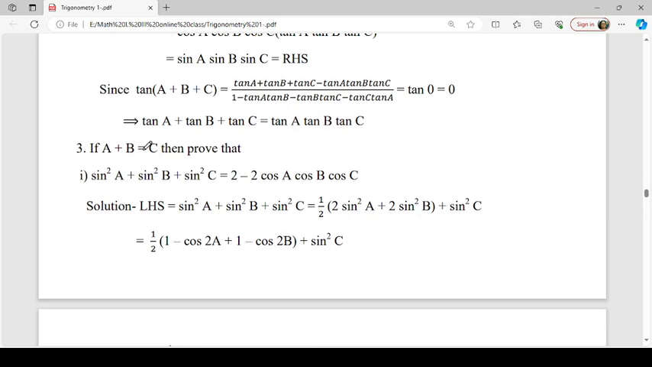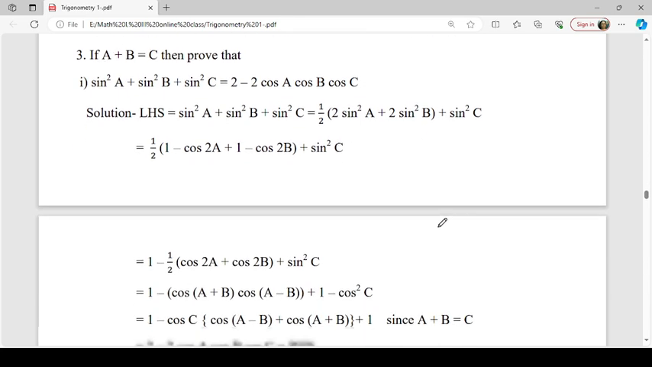Then this is for A plus B equal to C, it is sin square A plus sin square B plus sin square C. Then we write again 2 sin square A as 1 minus cos twice A, 2 sin square B as 1 minus cos twice B. This is sin square C.